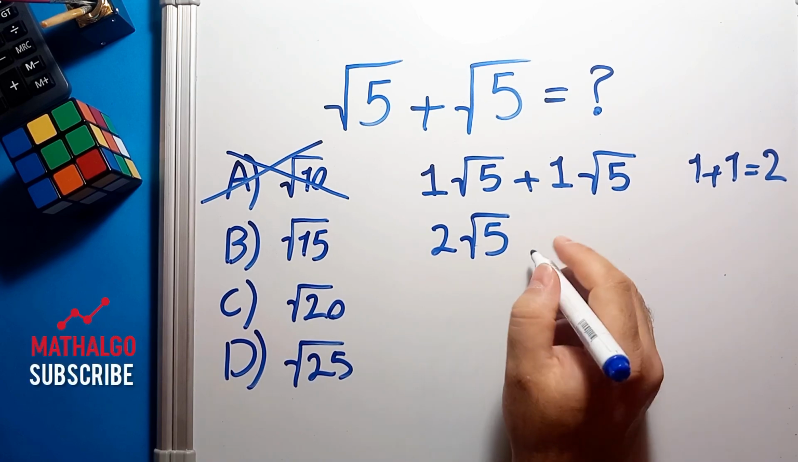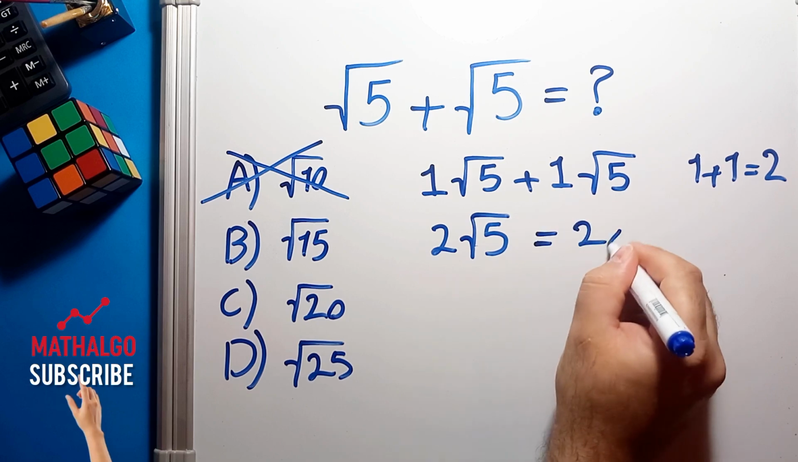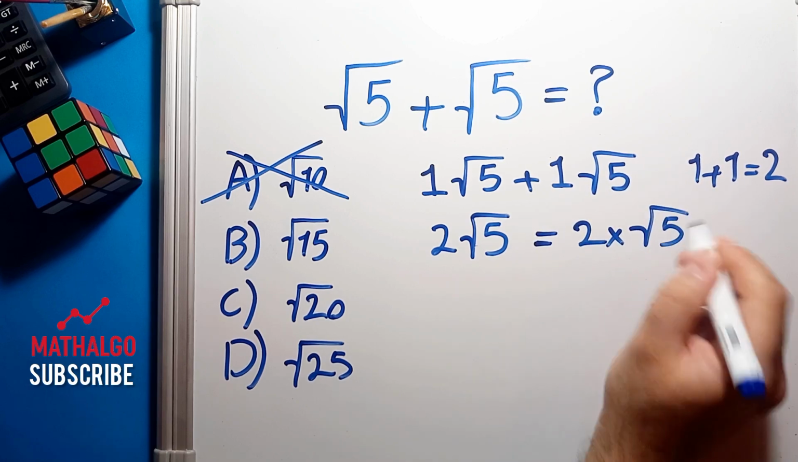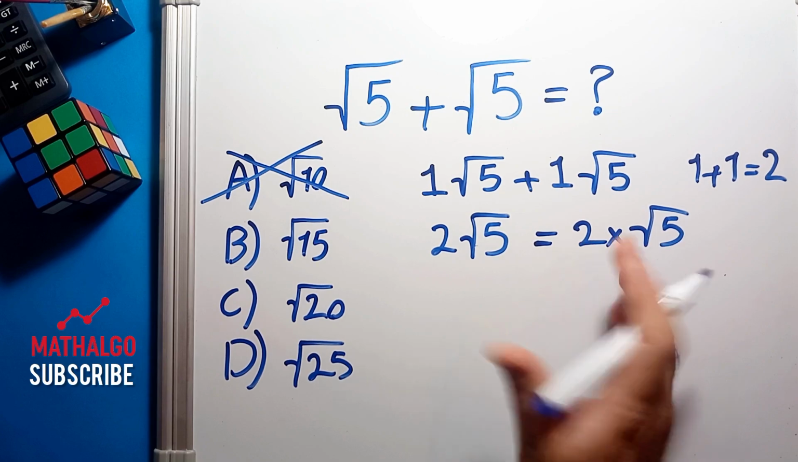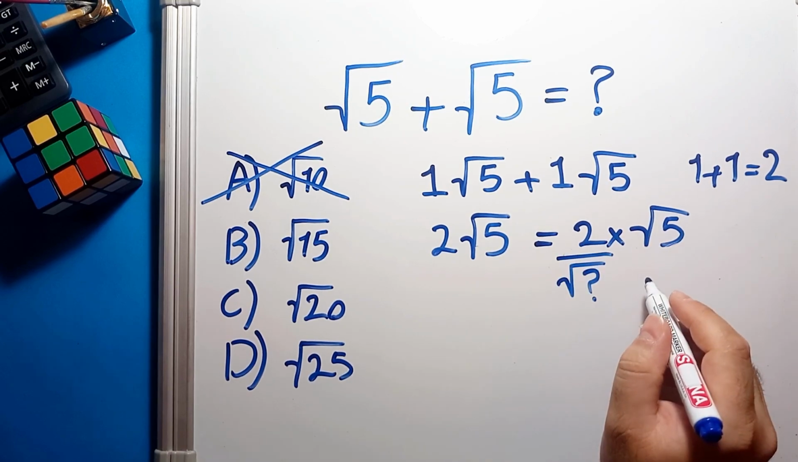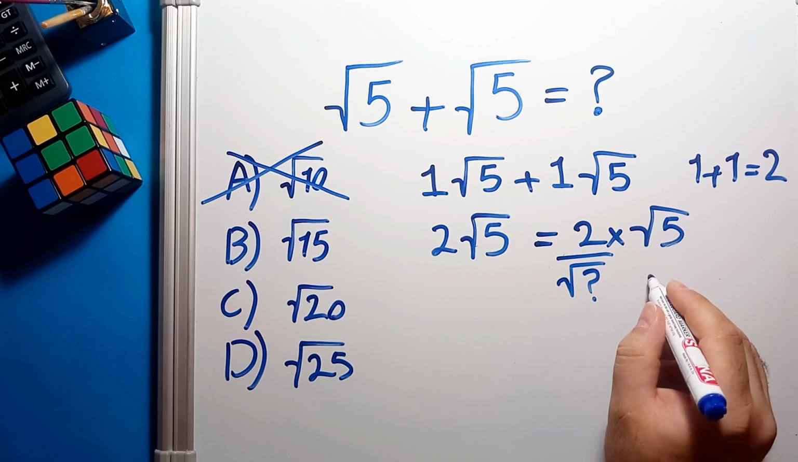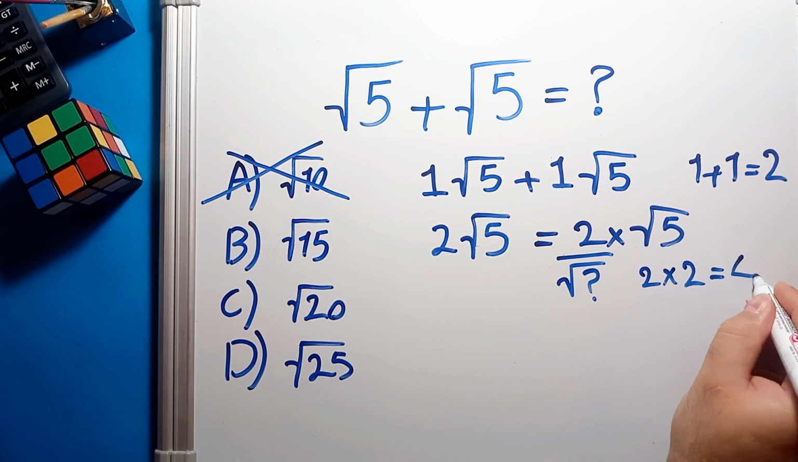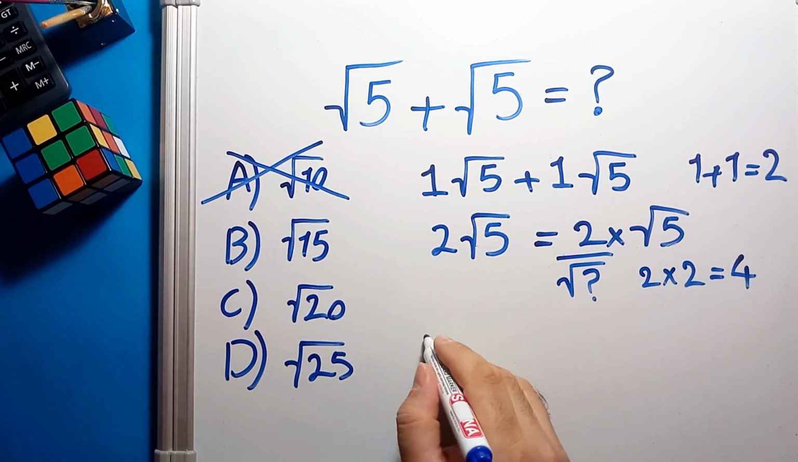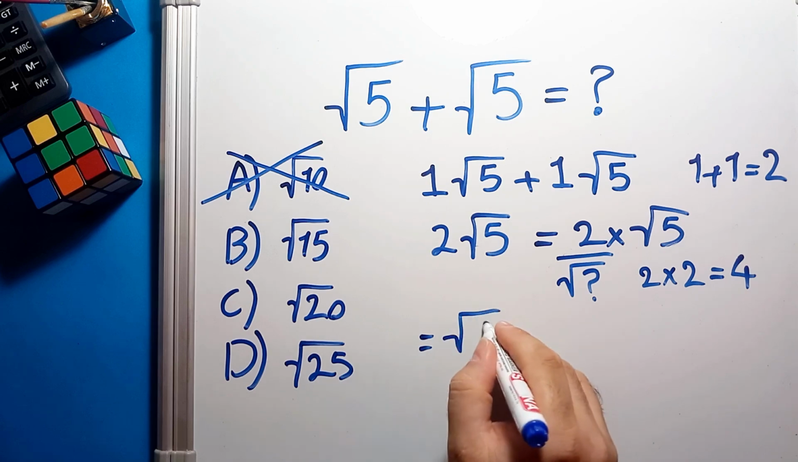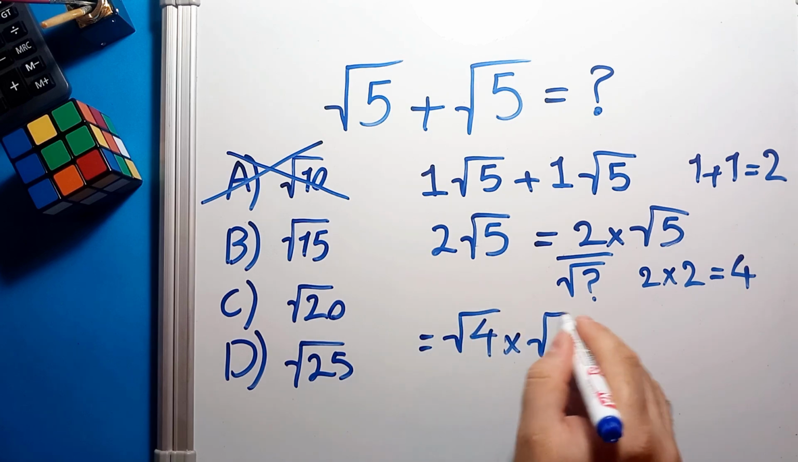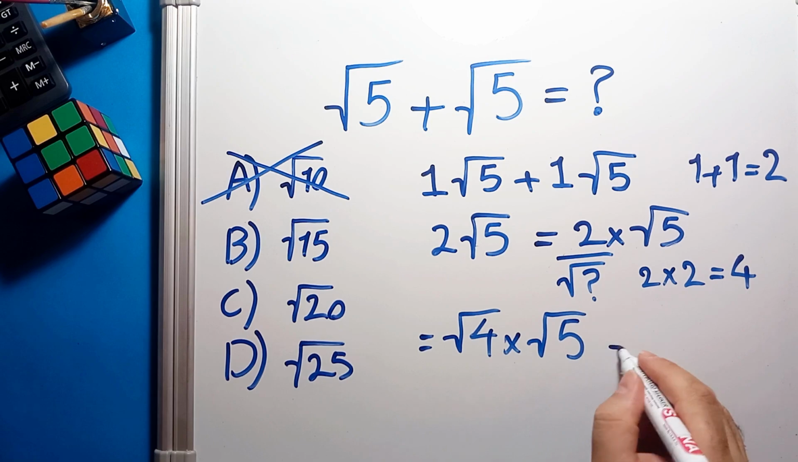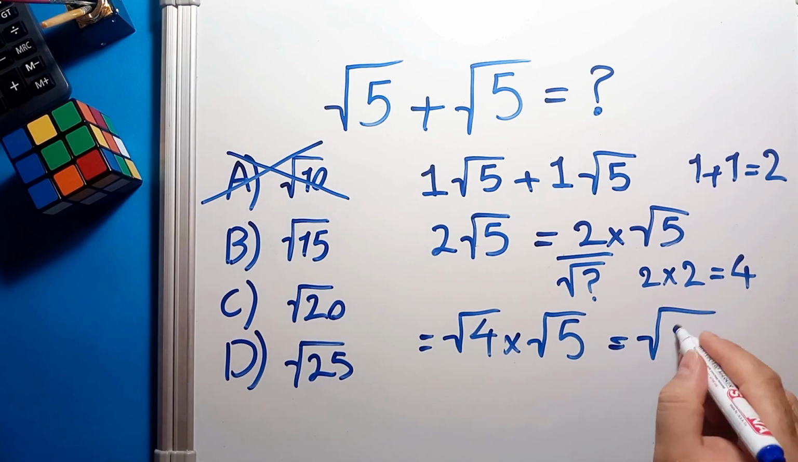So let's rewrite it. 2 square root 5 means 2 times square root 5. Now, how can we turn that 2 into square root 4? A simple trick. 2 times 2 equals 4. So we can write 2 as square root 4. Now we have square root 4 times square root 5. And that becomes square root 20.